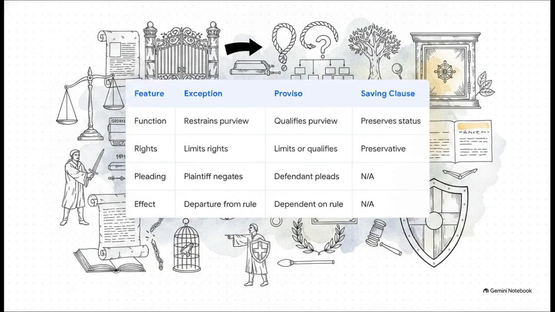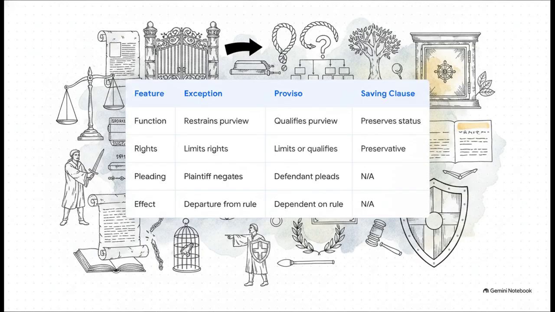Let's walk through it. First up, the juristic function. An exception restrains the purview to specific cases. It creates a clean departure. A proviso qualifies the purview, acting as a condition precedent. And a saving clause? That's entirely different. It simply preserves the status quo ante from the effects of a repeal.